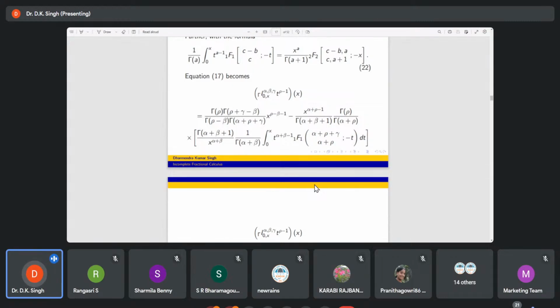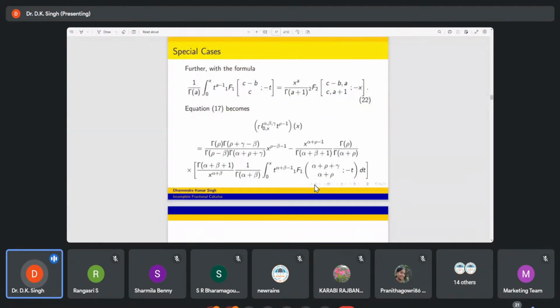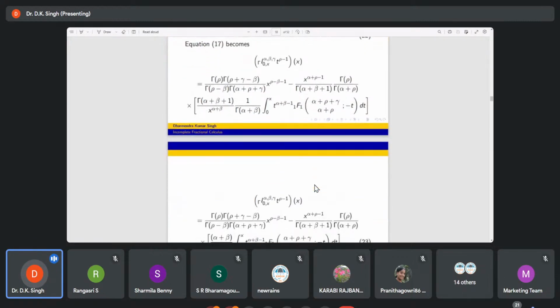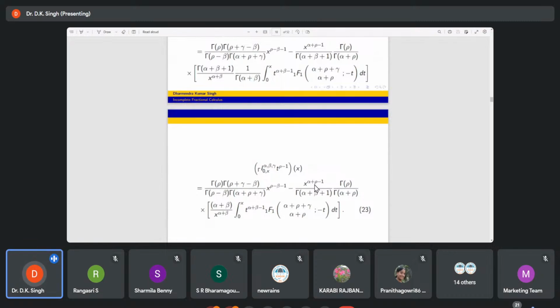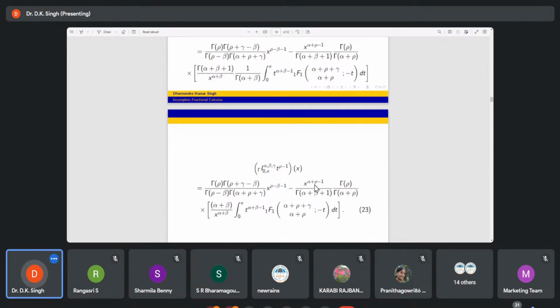That should not be equation number 17; it should be equation number 19. Equation 19 becomes this form: I0 x, alpha, beta, gamma, to the rho minus 1, x. So we can represent this integral in this form. Look here, this is gamma alpha plus beta plus 1 divided by x over alpha plus beta, 1 upon gamma alpha plus beta, and we use the gamma formula here.